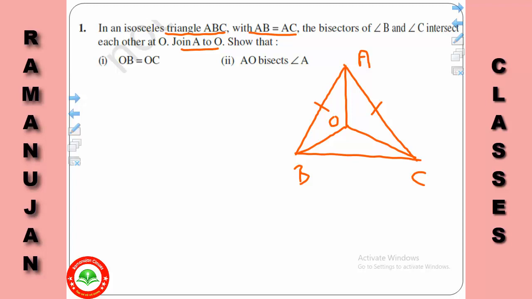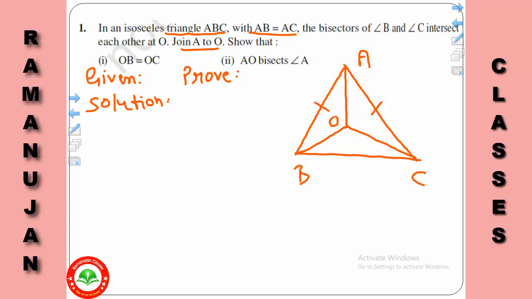So in the given, we will write what is given in the question: AB equal to AC, BO and CO are angular bisectors of angle B and C. Then we will write prove. What do we have to prove? So we have two parts to prove, part 1 and part 2. So I am solving the question now. Solution.